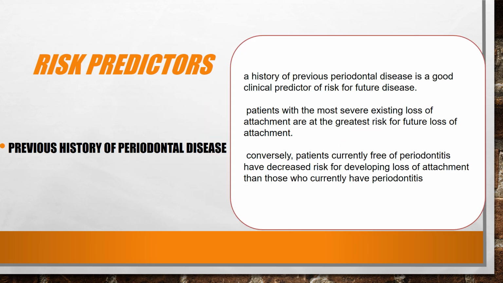Coming to the next one, the previous history of periodontal disease. If there is any history of periodontal disease, it is a good clinical predictor of risk for future attachment loss. So proper follow-up is always needed for patients with a previous history of periodontal disease, or those who have undergone flap surgery for periodontitis. Patients with more severe existing attachment loss are at greater risk for future loss of attachment. Conversely, patients currently free of periodontitis have a decreased risk of developing loss of attachment than those who currently have periodontitis.